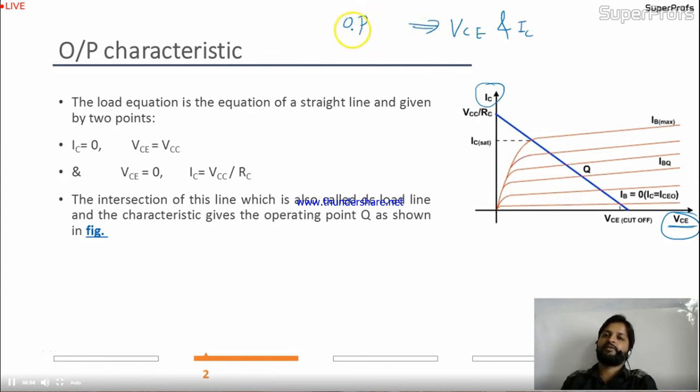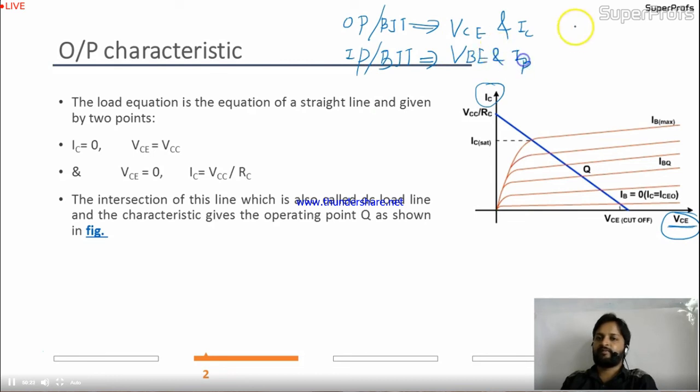If we talk about the input of the BJT, the input characteristic is not important, but we discussed it. The input BJT relation will be in VBE and IB. This one is important, this is not, because at the output stage we are checking the amplification only.